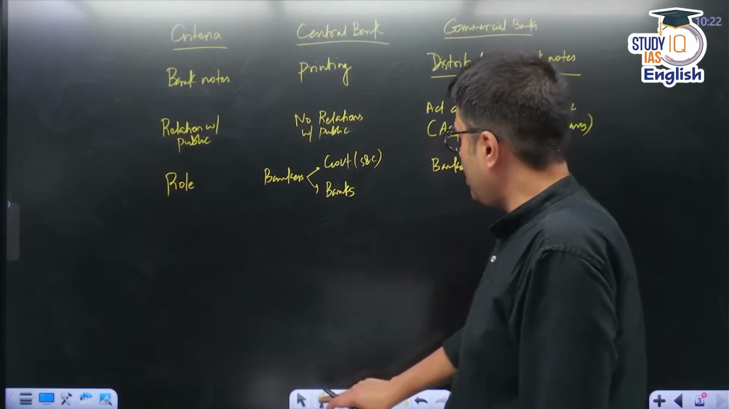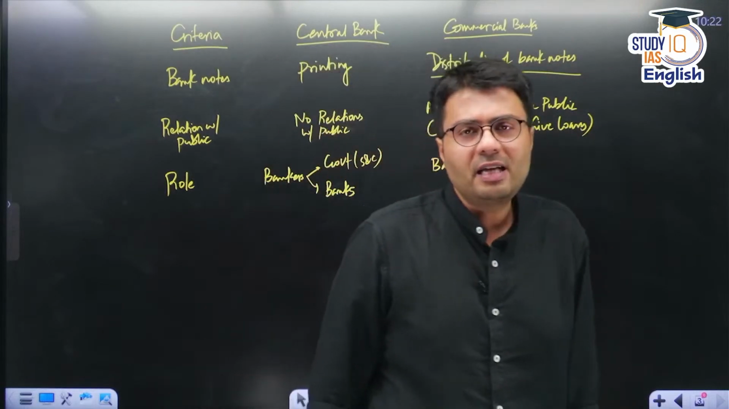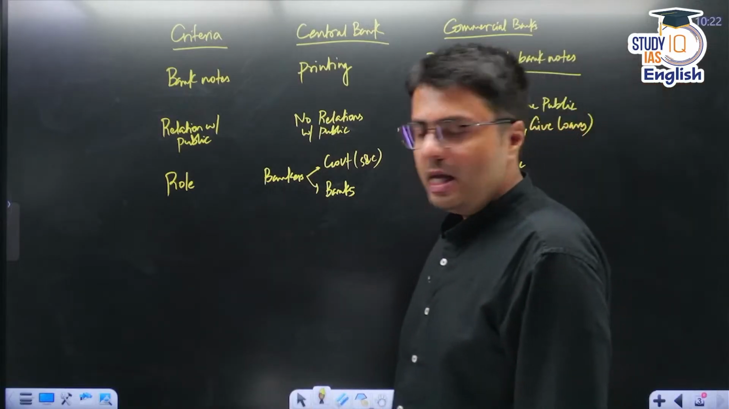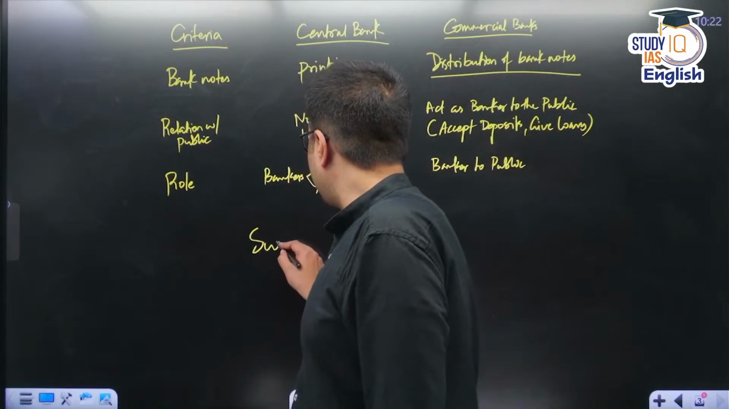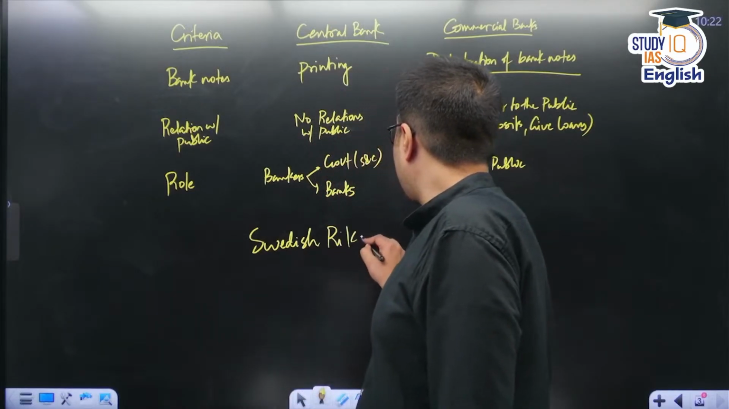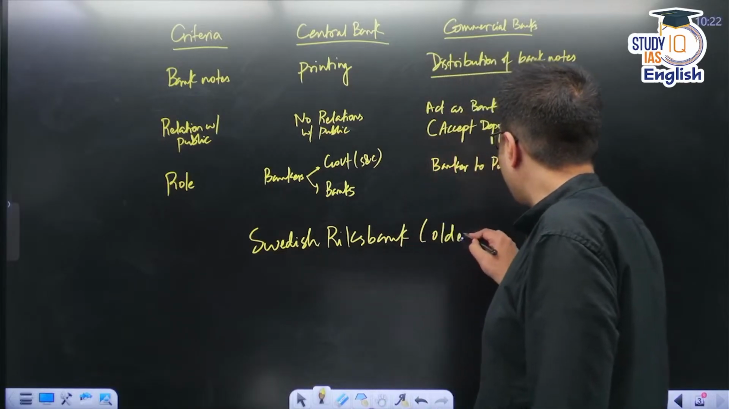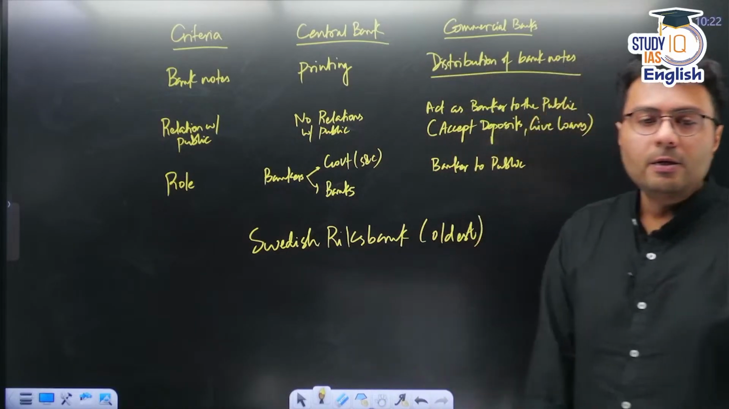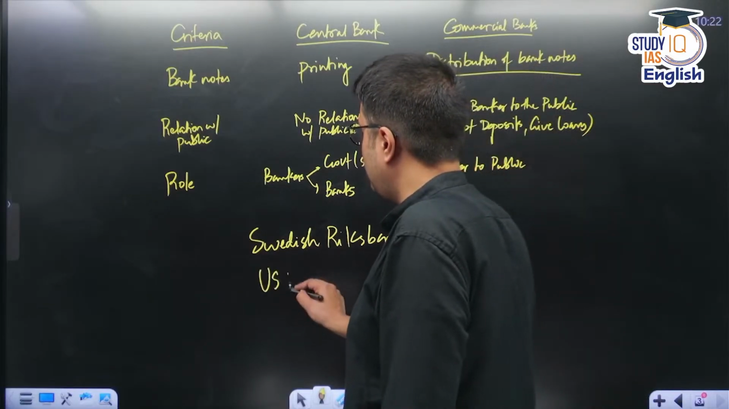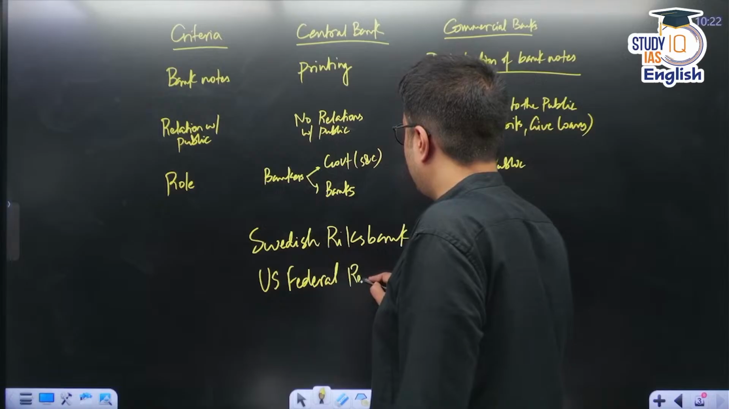Now, any idea of the famous examples of central banks? In addition, you already know RBI, that I know. Any idea which is world's oldest central bank? Is it US's Federal Reserve? The answer is no. The oldest central bank in the world is Swedish Riksbank. Similarly, the second oldest central bank is known as United States Federal Reserve.